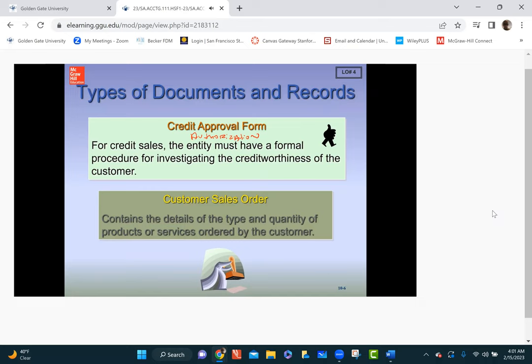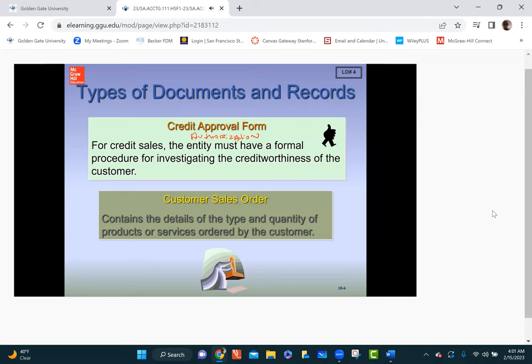The salesperson probably could care less if the client's customer has good credit or not, because they're sitting there saying, hey, as long as I make my commission, that's the main thing I'm worried about. Whether we collect on it is a whole other thing. So we would probably have a separate department that does the credit approval, and they would authorize that in some sort of credit approval form or some sort of field in the computer system.